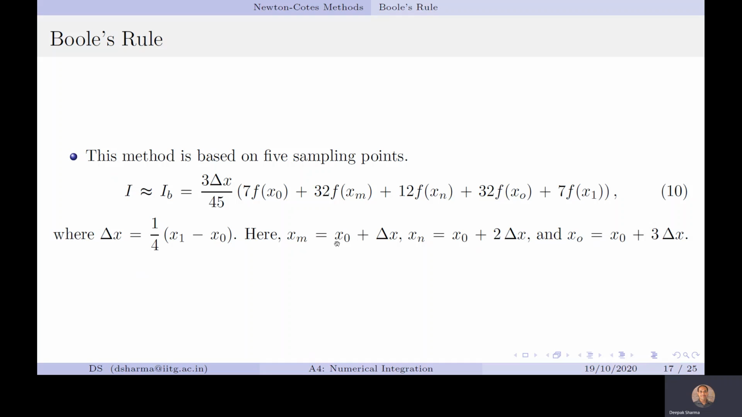And xm is x0 plus delta x. xn is equal to x0 plus 2 times delta x. And x0 is equal to x0 plus 3 times delta x. In this particular equation number 10, when we implement it, we don't need any for loop. Calculating the function value at 5 points, summing them, and that summation is finally multiplied by 3 times delta x divided by 45.